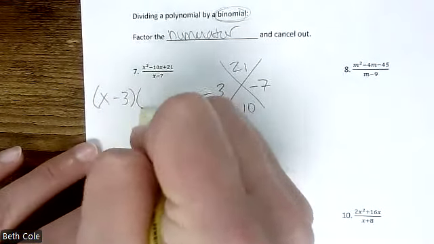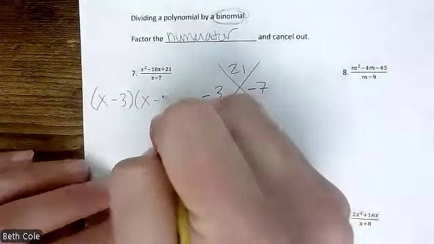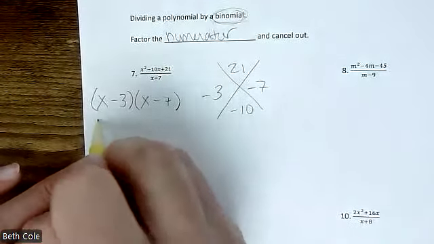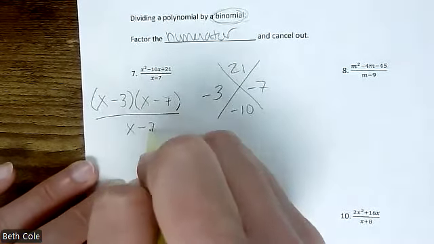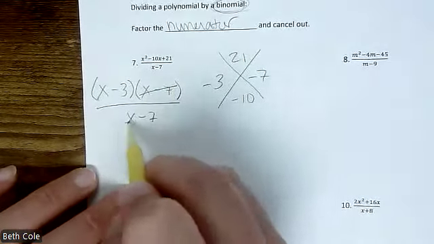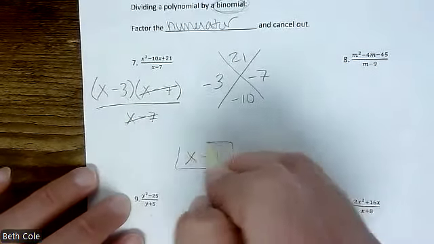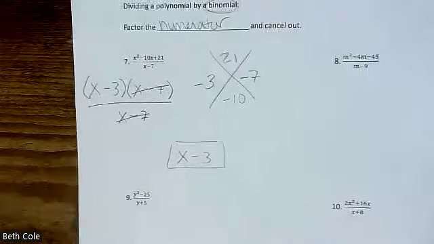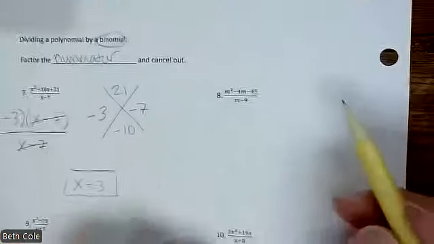So I'm going to write my parentheses. Oops, copy error. x minus 3, x minus 7, that's my numerator, divided by x minus 7. And so the x minus 7's cancel, and all that's left is x minus 3, and that's your answer. So when you factor it, one of the factors is going to match the denominator.